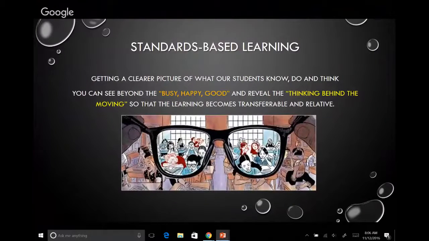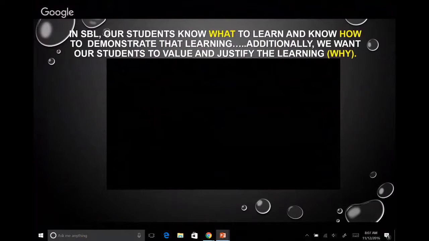We want our students to have a clear picture of what's expected of them in demonstrating their learning. So we want to be able to see beyond busy, happy, good, and kids engaged in learning and having fun and playing with their skills, and to really dig deeper and reveal the thinking behind their moving. So the learning becomes transferable and relevant, and it goes far beyond our classrooms. So in standards-based learning, our students learn not only what to learn, but how to demonstrate that learning. And in addition, we want our students to value and justify the learning.